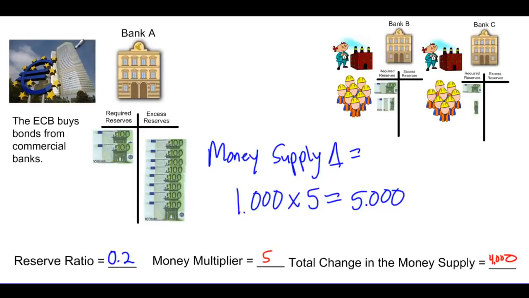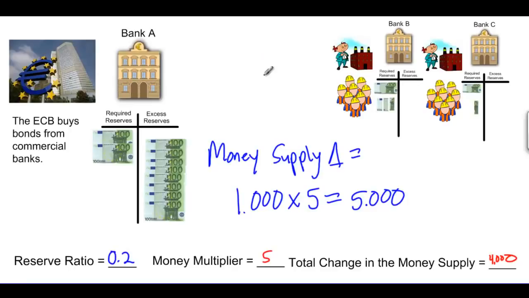So this is the conclusion of our lesson on the fractional reserve banking system and how money is created through a system in which commercial banks must hold only a fraction of their total deposits on reserve. When a bank loans out money that is saved in its institution, it creates new money. For this reason, the total change in the money supply resulting from an initial change in deposits in a commercial bank will be a multiple of the initial change in deposits.